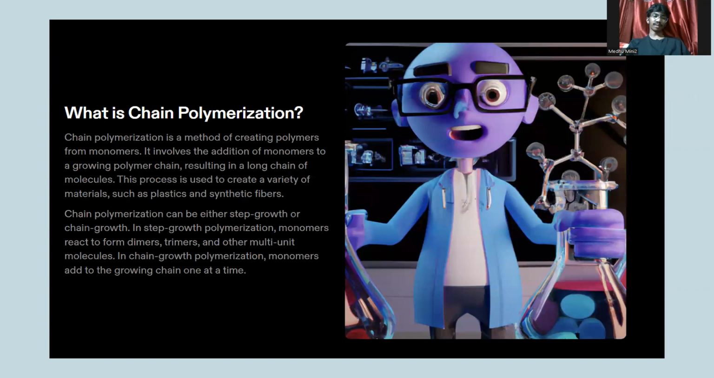What is chain polymerization? Chain polymerization is a method of creating polymers from monomers. It involves the addition of monomers to a growing polymer chain, resulting in a long chain of molecules. This process is used to create a variety of materials such as plastics and synthetic fibers.